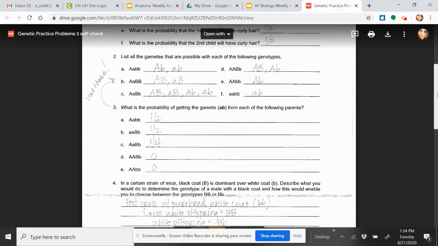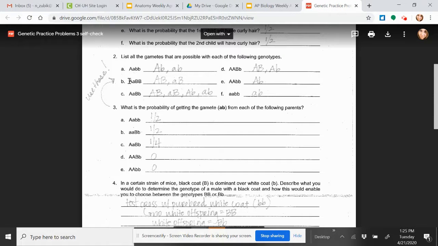Second, we want to list all the gametes that are possible with each of the following genotypes. So big A, little b, little b. We can get big A, little b, or we can get little a, little b.